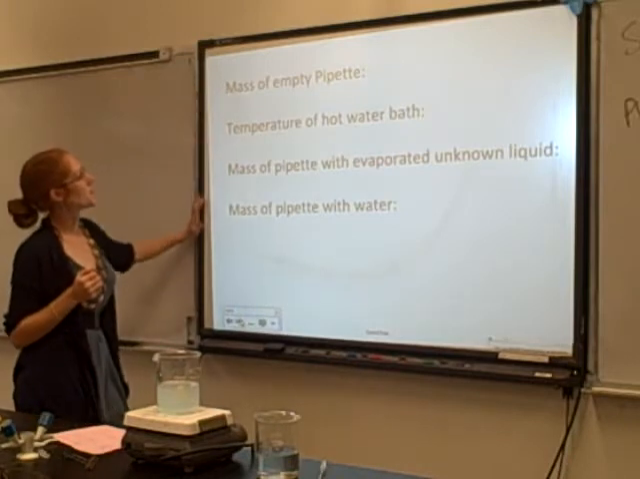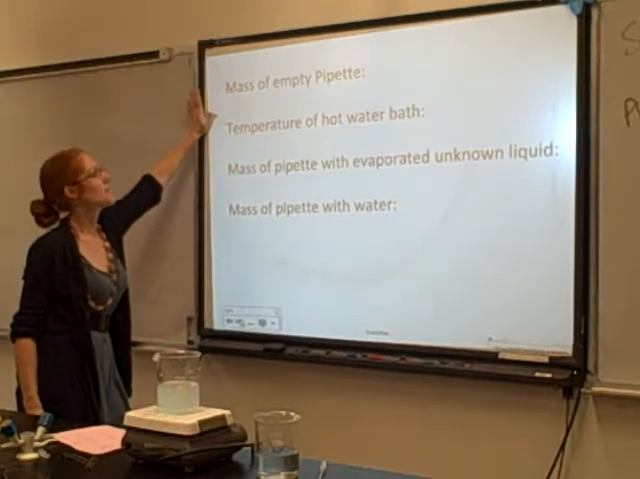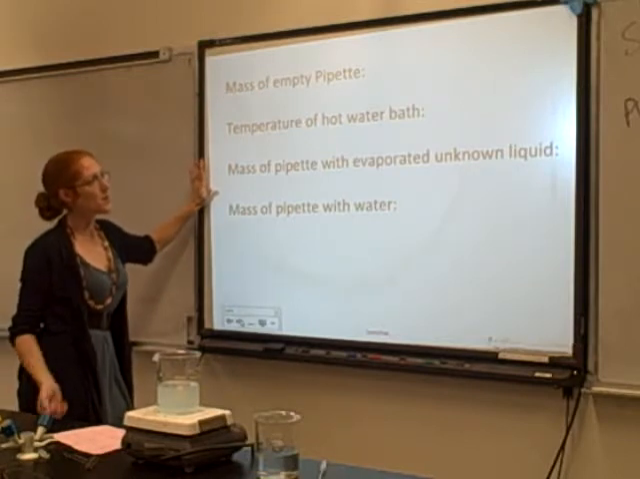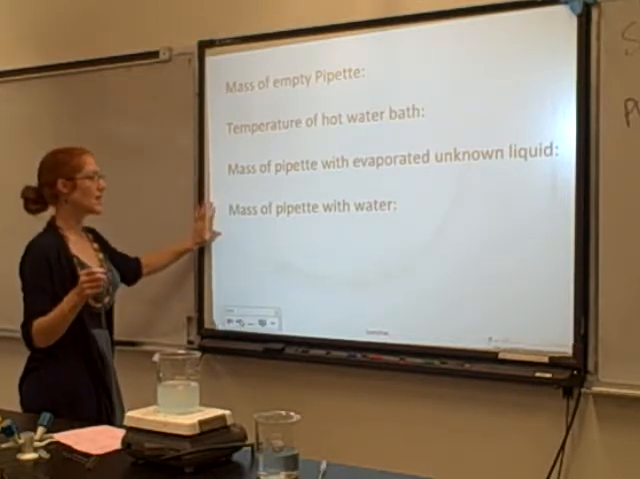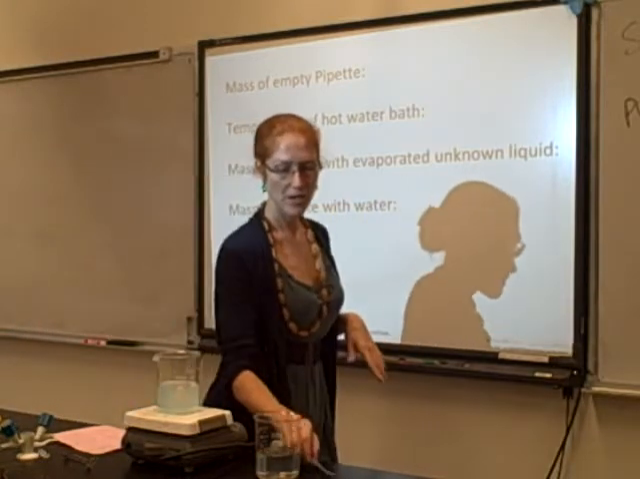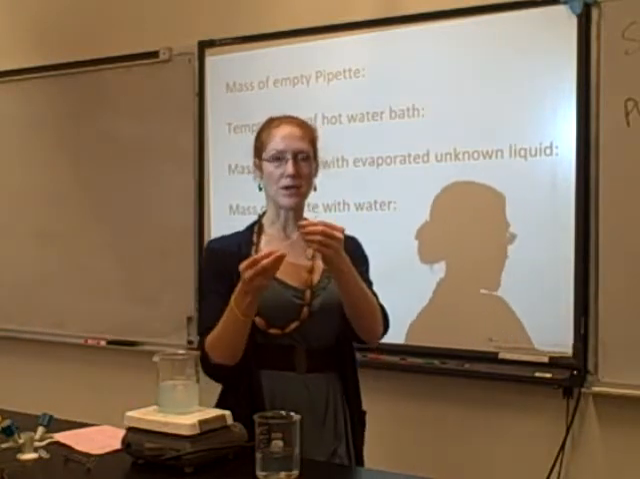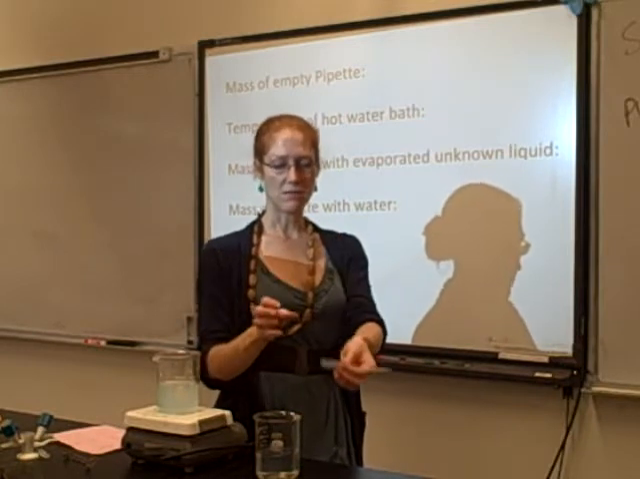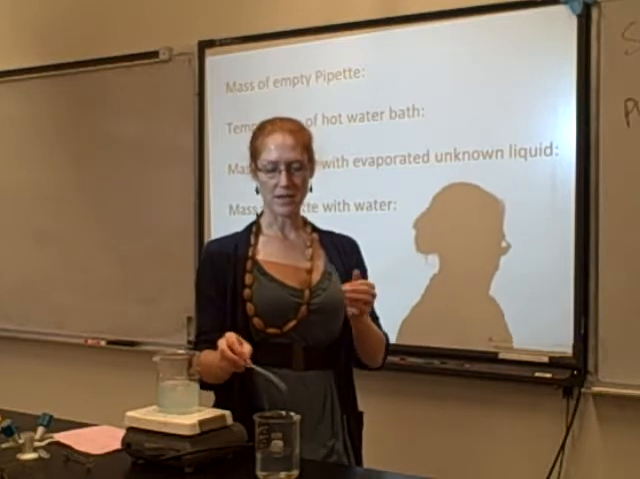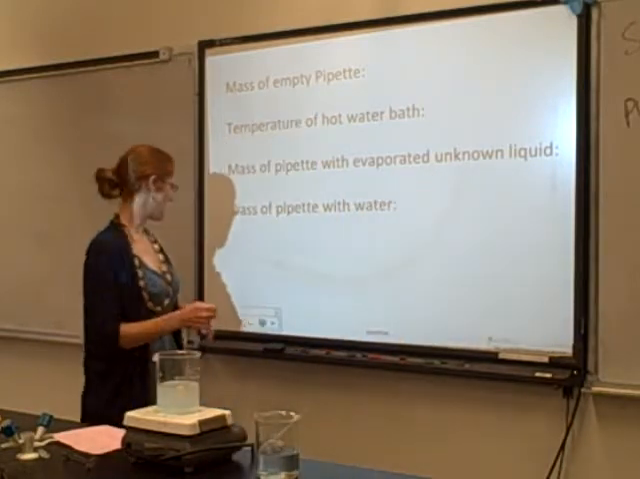So these are the things we're going to measure as we go. We'll need the mass of the empty pipette, the temperature of the hot water bath, the mass of the pipette with the unknown liquid, and the mass of the pipette with water. So after you've done your experiment, go ahead and fill your pipette with water, totally full, and then we'll get the mass of that.